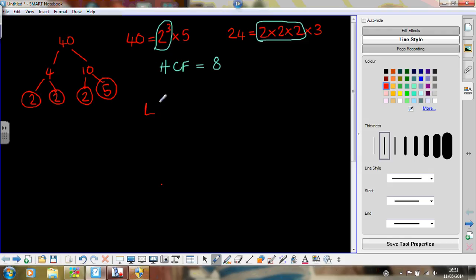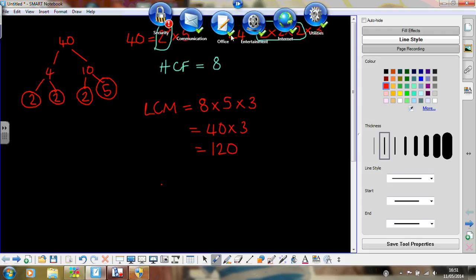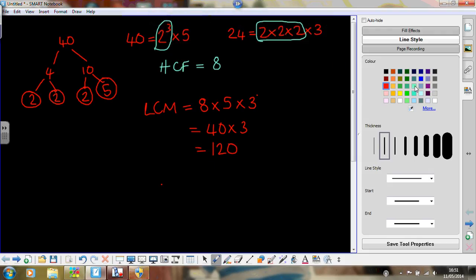So to find the lowest common multiple, you take your highest common factor, which is 8, look at the numbers that are left over, which are 5 and 3, and multiply by 5 and 3. And that will give you your common multiple. That's going to give you 40 times 3. So that's going to give you 120. So the lowest common multiple for 40 and 24 is 120.